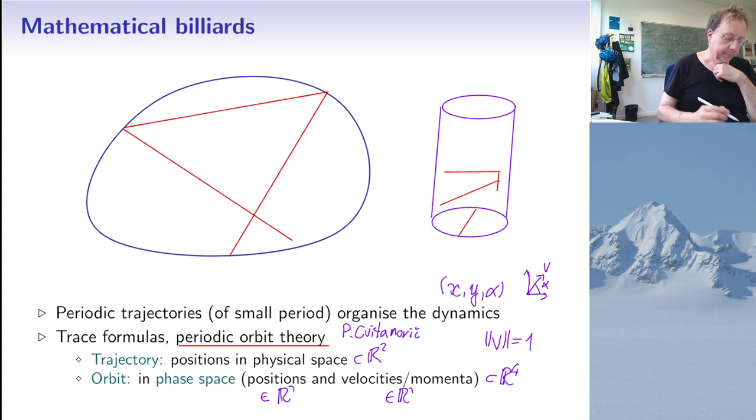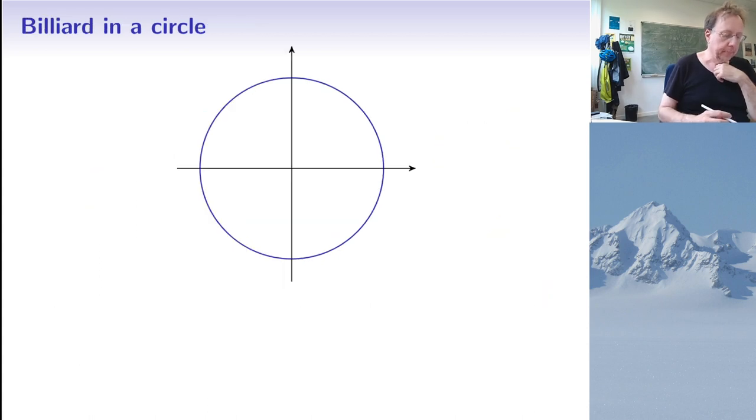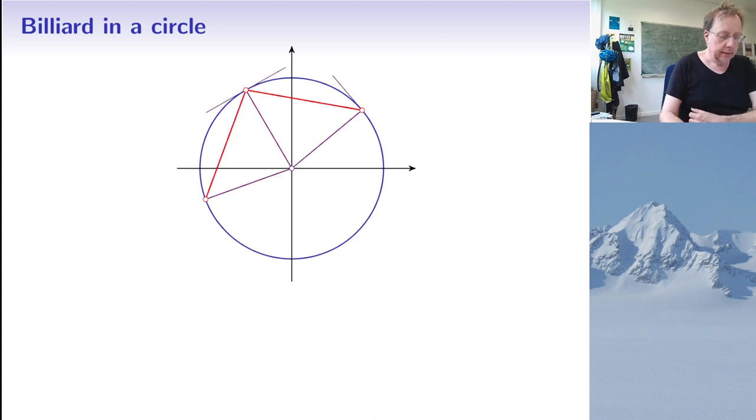All right, so let's now look at one example, which is the billiard in a circle. So this is a very particular example. It's not representative of the general case, but it's useful to understand it in detail. I've drawn here a part of a trajectory. So let's say it starts at this point here, x naught, y naught, and then it goes on to a point x1, y1, and so on.